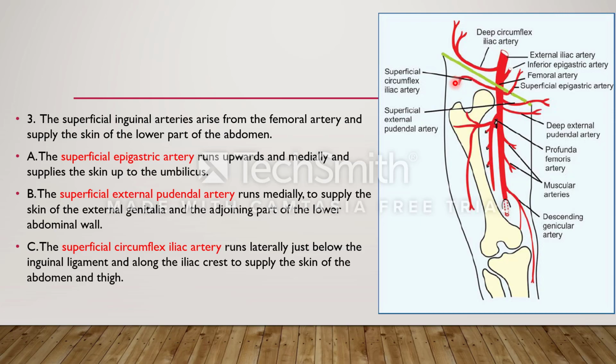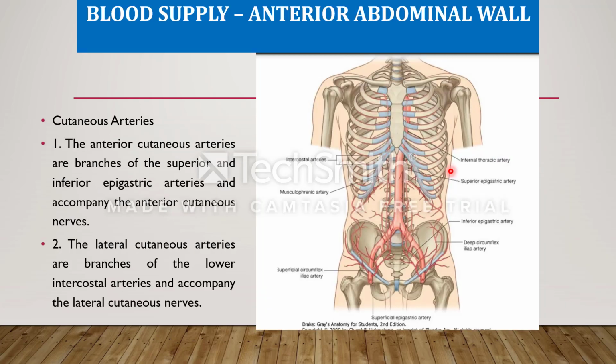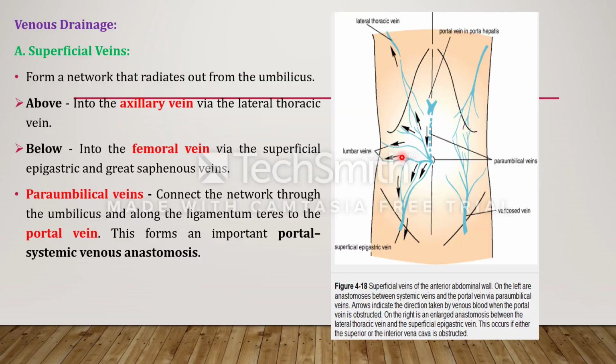It runs laterally below the inguinal ligament and along the iliac crest to supply the skin of the abdomen and the thigh. So three superficial inguinal arteries: number one is superficial epigastric, number two is superficial external pudendal, and number three is superficial circumflex iliac. These come out from the femoral artery, and the femoral artery is the continuation of the external iliac artery. This external iliac artery was giving one inferior epigastric, and there was one superior epigastric which was coming out from the internal thoracic artery. So this is the blood supply.